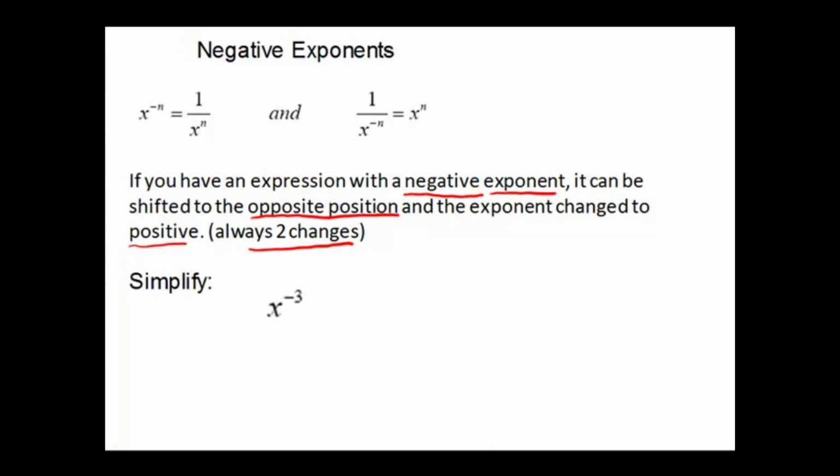First, we have simplify x to the negative third power. This one is just a direct application of our definition. So we're going to rewrite it. We're going to shift this x to the negative third to the denominator. The exponent becomes positive.